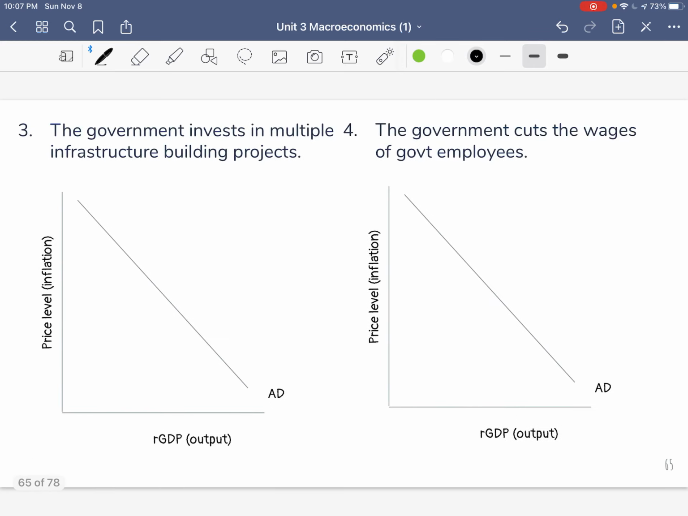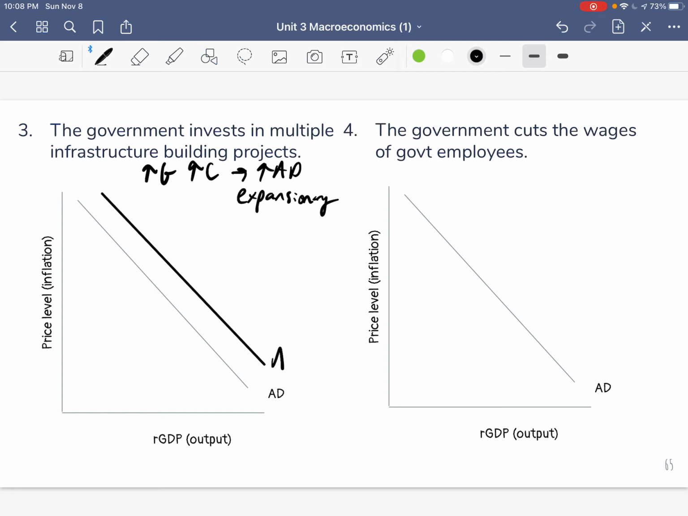Number 3, the government invests in multiple infrastructure building products. We said increase government spending because someone's got to pay them, but also increase consumer spending because those people are getting jobs. So if we're increasing both those things, that means we're increasing AD. If we increase AD, that means it's expansionary fiscal policy. Okay, and if we increase AD, we shift it to the right. Label it AD sub 1 with an arrow.